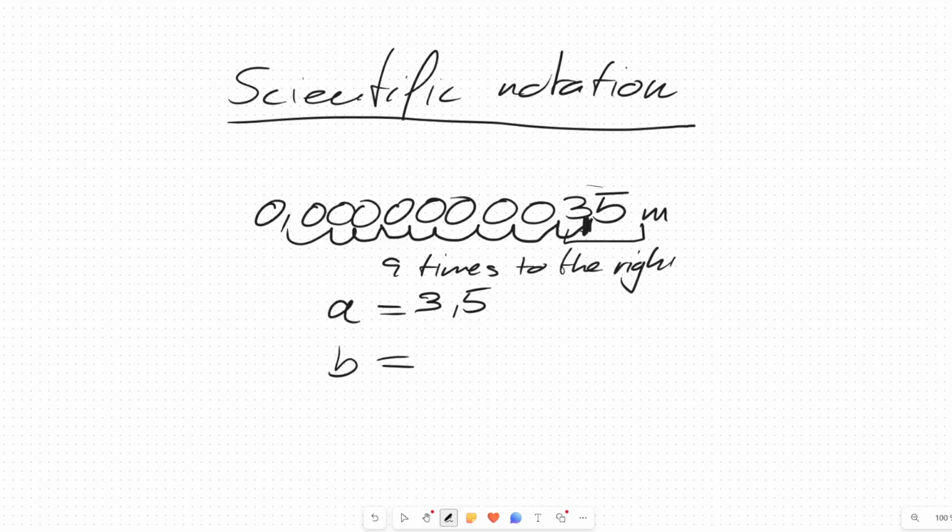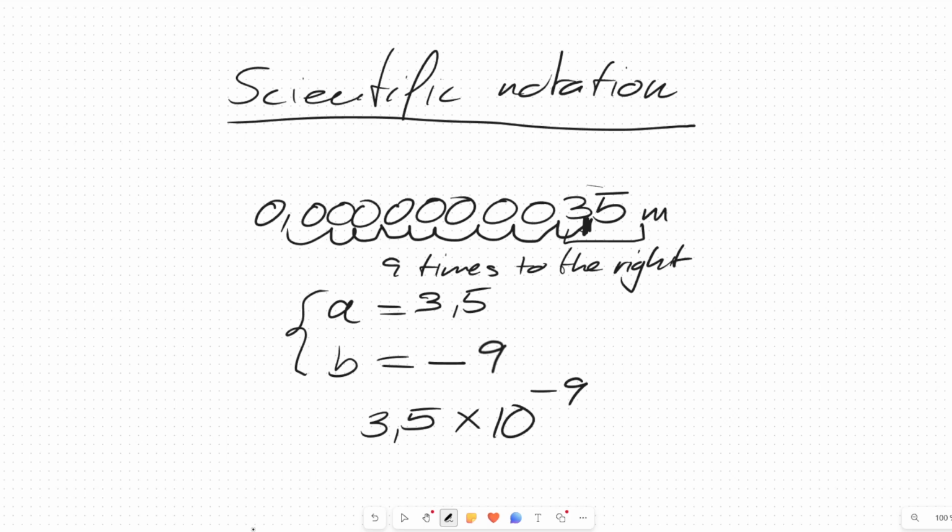Okay, so if I had to move the comma 9 times to the right, then number b is going to be -9. If we move the comma to the right, then the exponent, the b, is going to be negative. If we move the comma to the left, then the exponent is going to be positive. And that's basically all we need to know. Once we've identified a and b, we can write down the number in scientific notation: 3.5 times 10 to the power of -9.